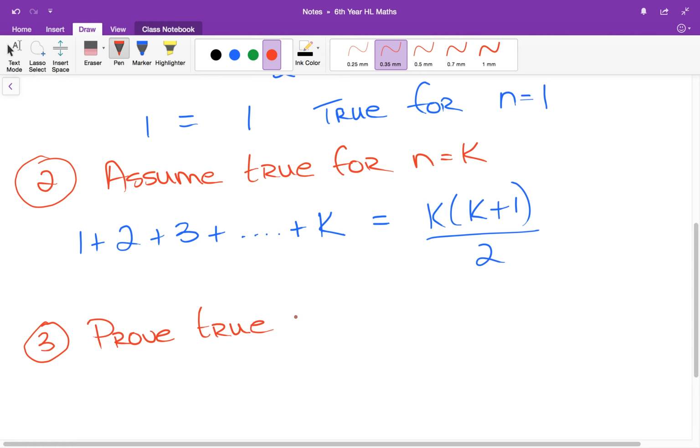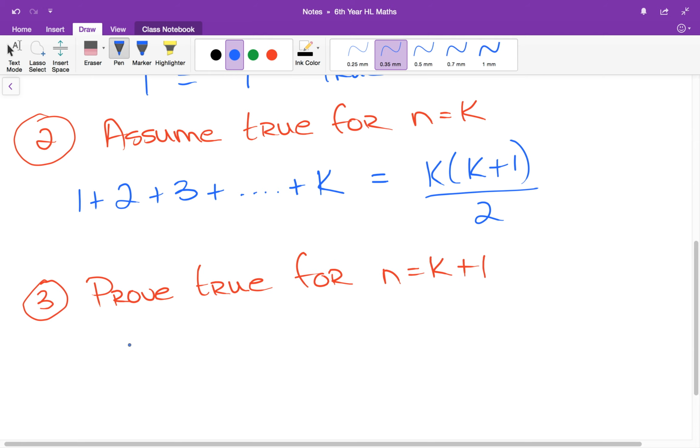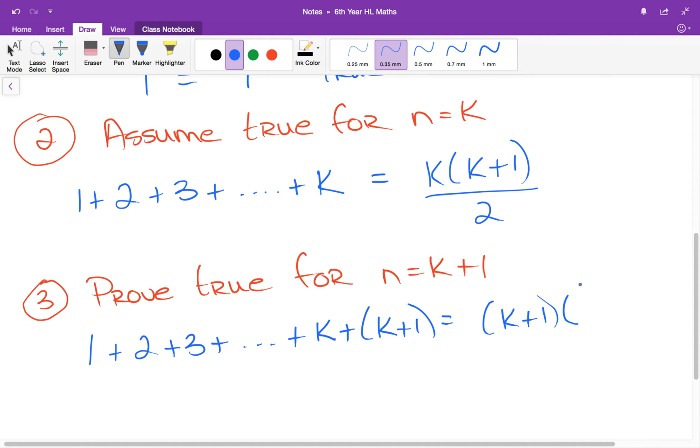Step 3 then is to prove that it's true for the next step, which is k plus 1 based on the assumption. So first of all, what does the k plus 1 term look like? So it's 1 plus 2 plus 3 plus, we're going to leave the k there and then just put in the next term, which is k plus 1. And then here we replace the k's with k plus 1's. So when this k gets replaced with k plus 1, we have a k plus 1 here and then another 1. So it becomes k plus 2. And that's over 2.